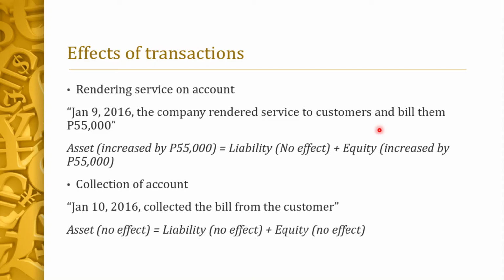55,000 pesos. So, asset increased by 55,000. It is accounts receivable. While for liability, no effect. And then equity increased by 55,000 because of revenue, service revenue. So, the entry: accounts receivable debit 55,000, and then service revenue credit 55,000. So, the effect is still 0. Asset minus the equity, or debit minus credit, is 0.